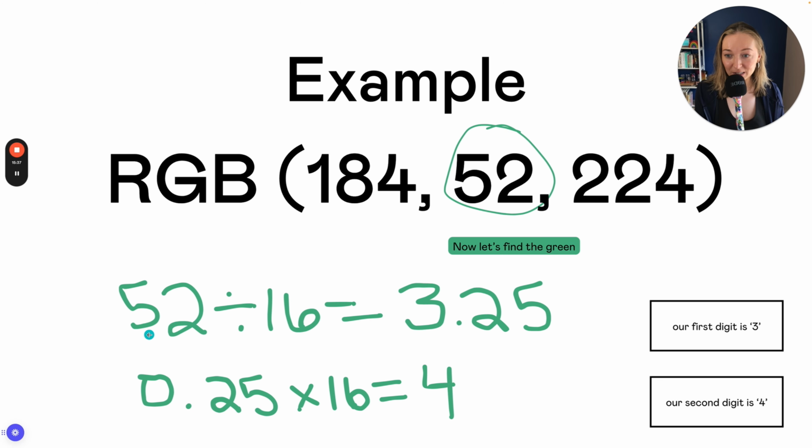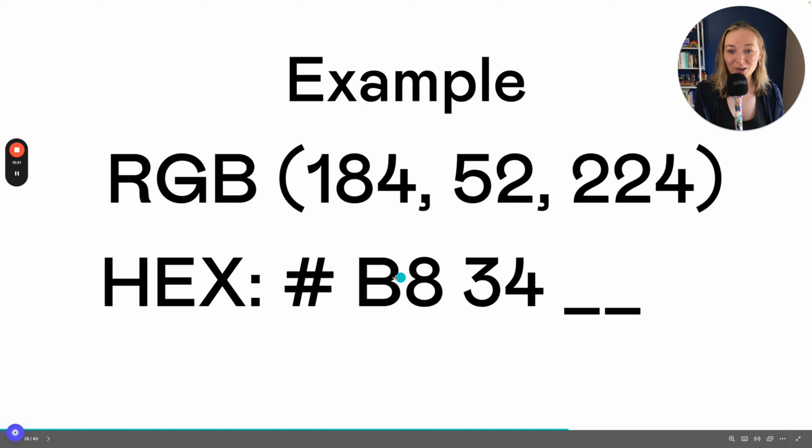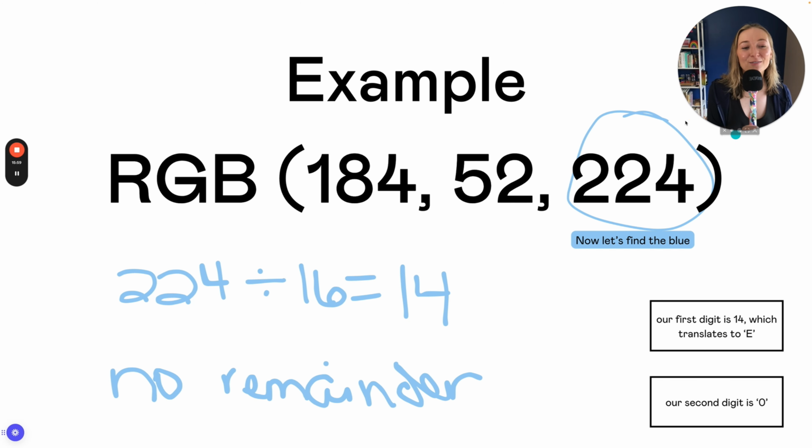So we're going to take 52, divide it by 16, and that gives us 3.25. So our first digit is 3, and then we take the remainder, that 0.25, multiply that by 16, and we get 4. So our second digit is 4. So for our hex code, we've got B8 represents how much red is in a color, and 34 represents how much green is in a color. All we have to do is find the blue. So we're going to take 224, divide it by 16, which gives us 14, which is an even number.